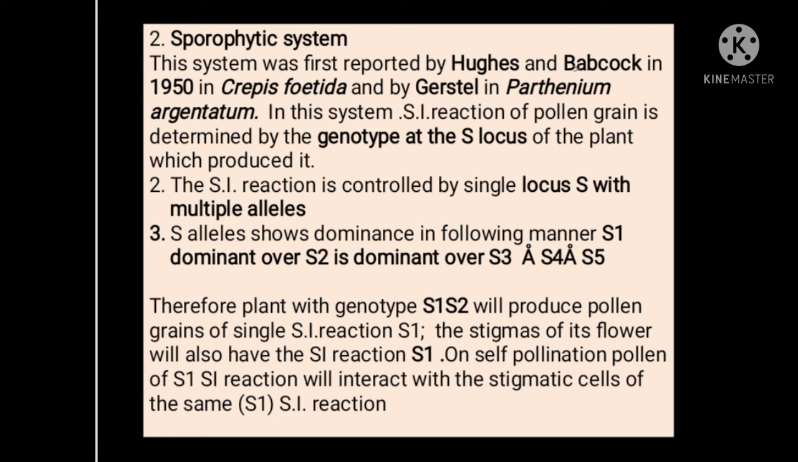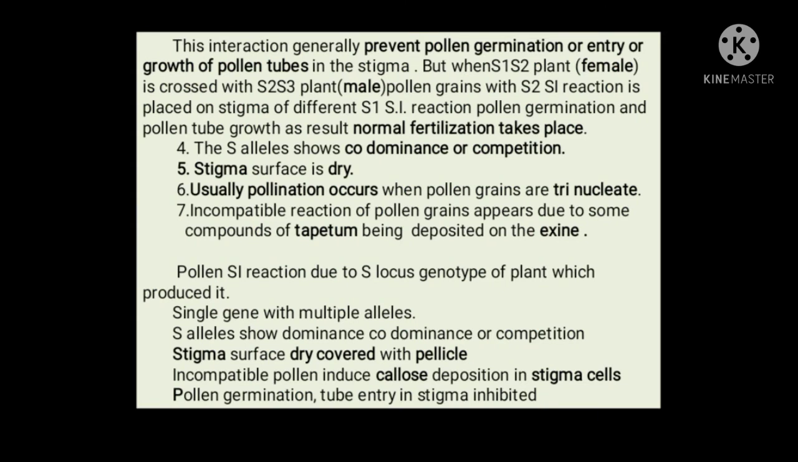The S alleles show dominance in the following manner: S1 is dominant over S2, which is dominant over S3, S4, S5, and so on. Therefore, a plant with genotype S1 S2 will produce pollen grains of a single self-incompatible reaction, that is S1. The stigma of its flower will also have the self-incompatible reaction S1. On self-pollination, the pollen with S1 SI reaction will interact with the stigma cell of the same S1 SI reaction. These interactions generally prevent pollen germination, entry, or growth of pollen tubes in the stigma.